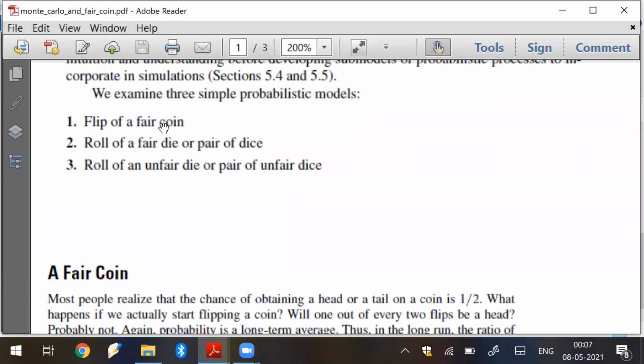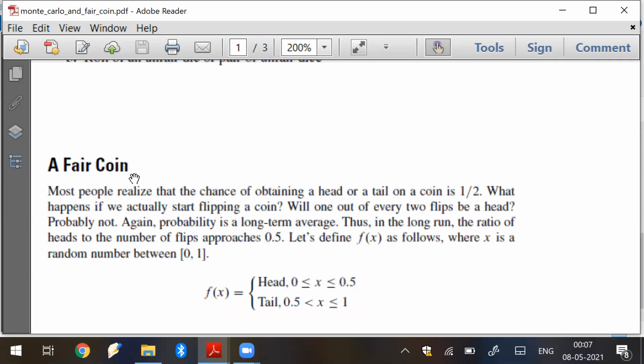Mainly we will be doing this one, then rolling of a fair die, and then rolling of an unfair die. So for a fair coin, the whole interval 0 to 1 will be divided into two equal parts. That is controlled by this fx function, where x is a random number between 0 and 1.